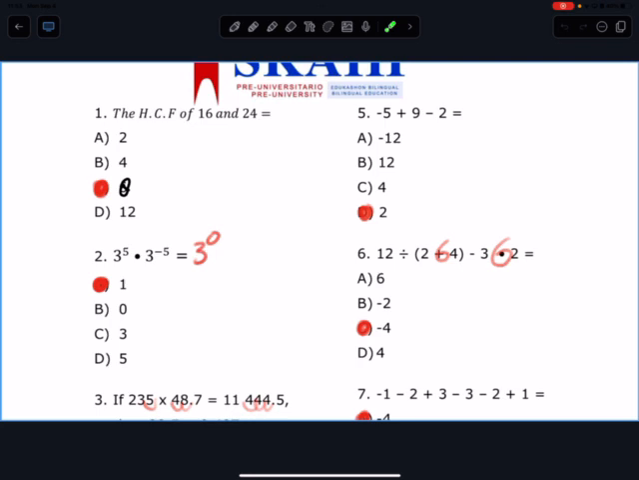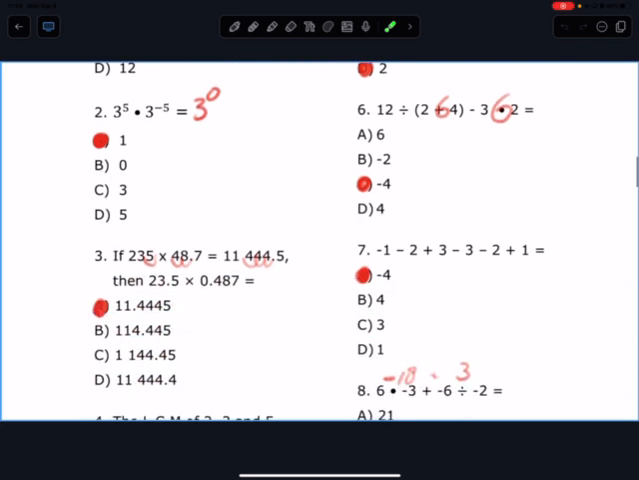Highest common factor, chapter 1.1. What is the highest common factor? The highest divisor of 16 and 12. 8. C. So, 2.